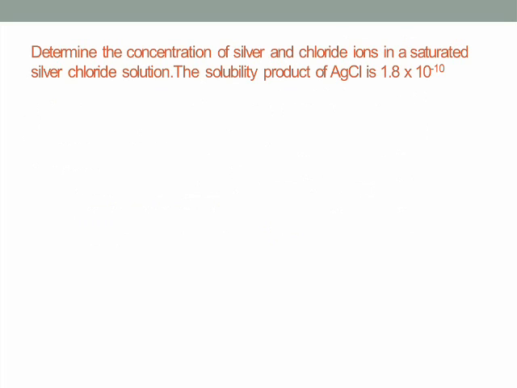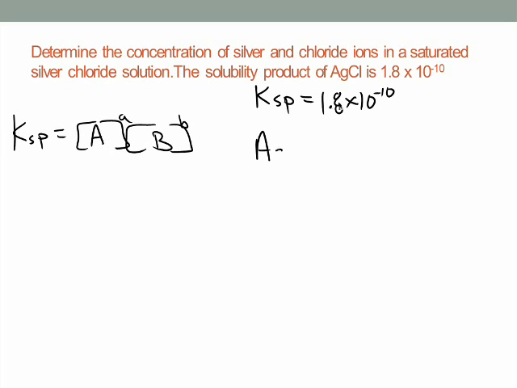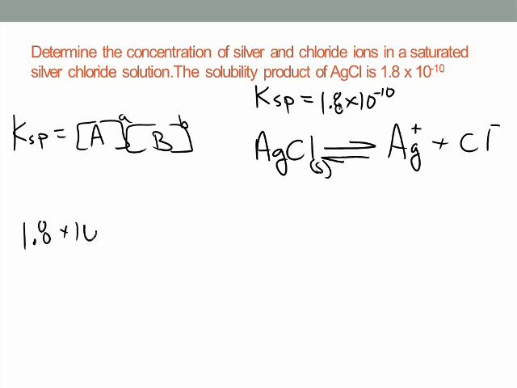We're going to determine the concentration of silver and chloride ions in a saturated silver chloride solution. The solubility product constant of AgCl is 1.8 times 10 to the minus 10. So let's write this reaction. We have silver chloride, a solid, goes to silver plus chloride. Chloride has a charge of -1, so it's a 1-to-1 ratio here. Silver would also have a charge of +1. So we have 1.8 times 10 to the minus 10 equals the concentration of silver multiplied by the concentration of chloride.